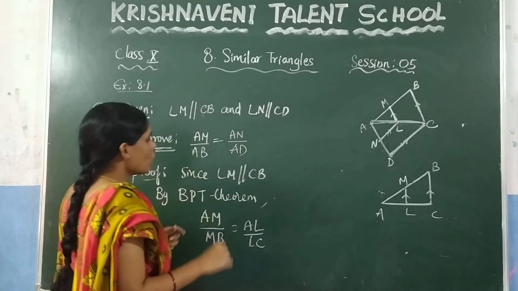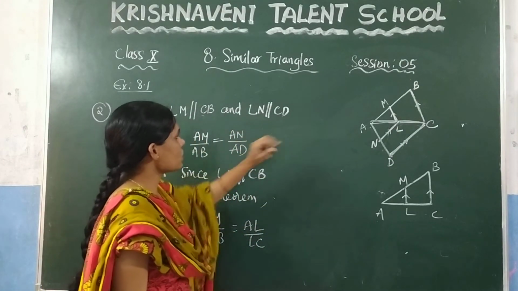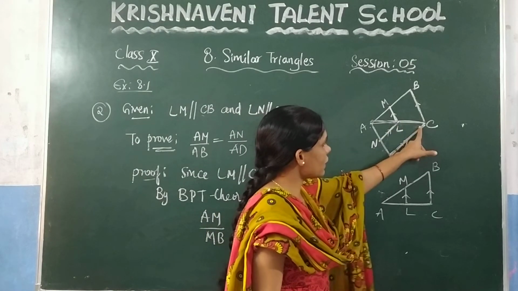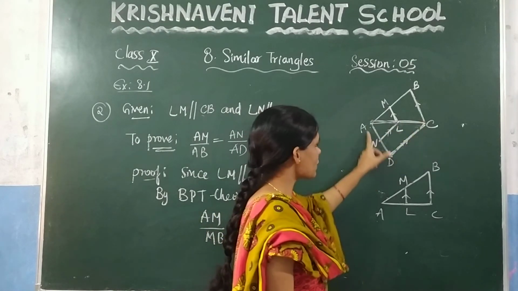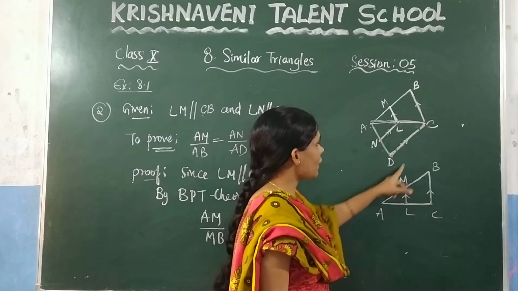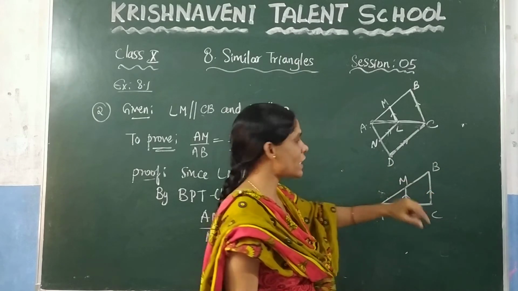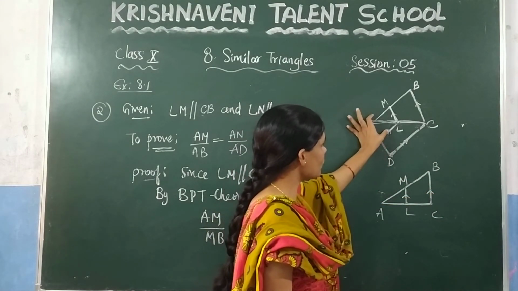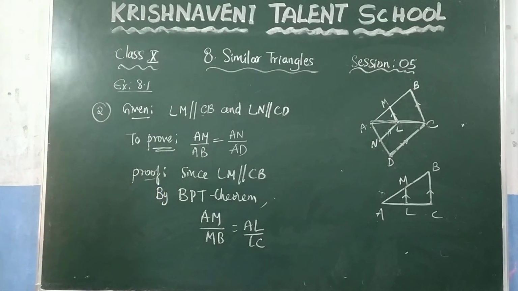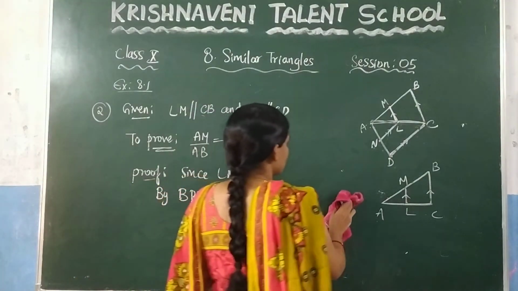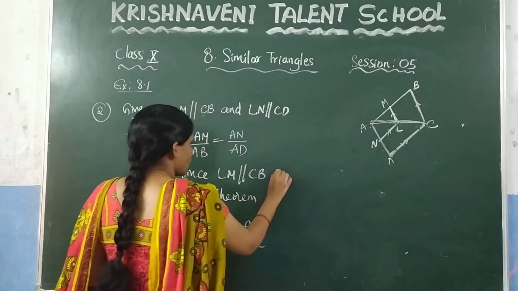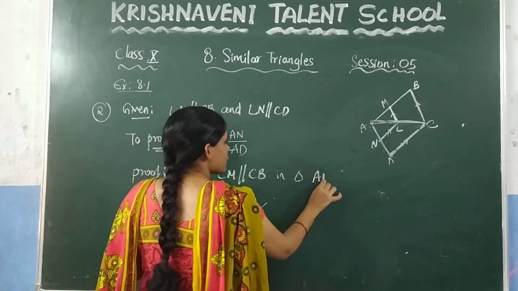So here again, what I have given here, LM is parallel to CD. That means these two lines are parallel. So these two sides are divided in the same ratio because we are considering the triangle ADC. In triangle ADC, LM is parallel to DC. So by the basic proportionality theorem, you can write AN by MB is equal to AN by LC. So write it here. Here and in triangle ABC, right?